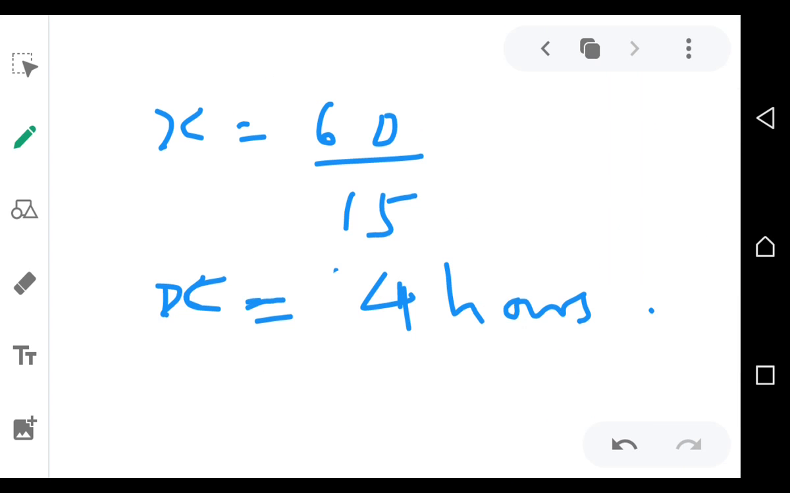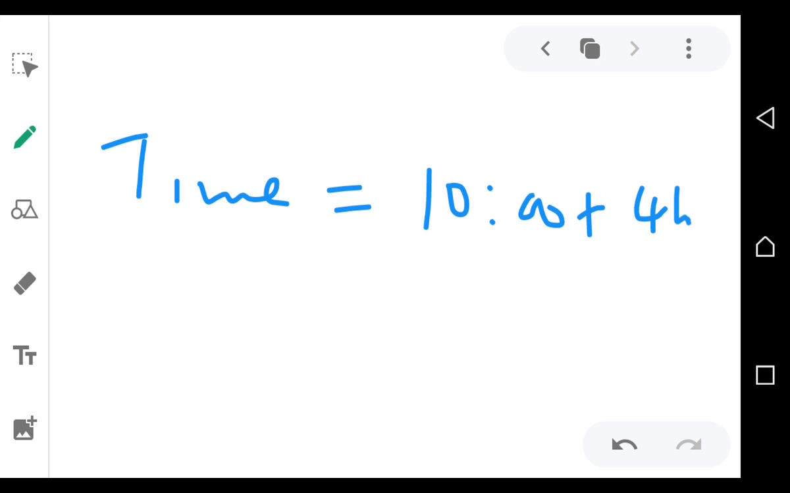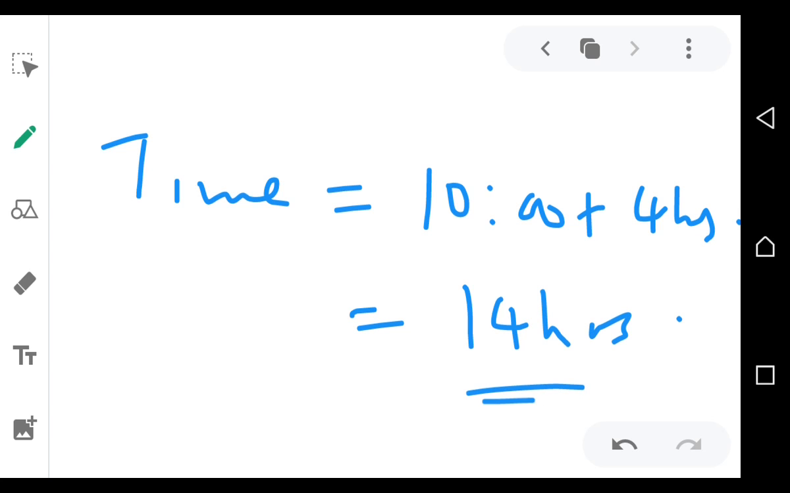So time at B will be time at A, which is 10 hours, plus 4 hours extra, which will be what time? 10, 11, 12, 13, 14. So it's 14 hours. Okay, you add 4 hours. Why am I adding? Because I was moving to the positive side. But if I was moving to the negative, I would have subtracted 4 hours. So time at B is 10 hours plus the 4 hours that you got from the angles.